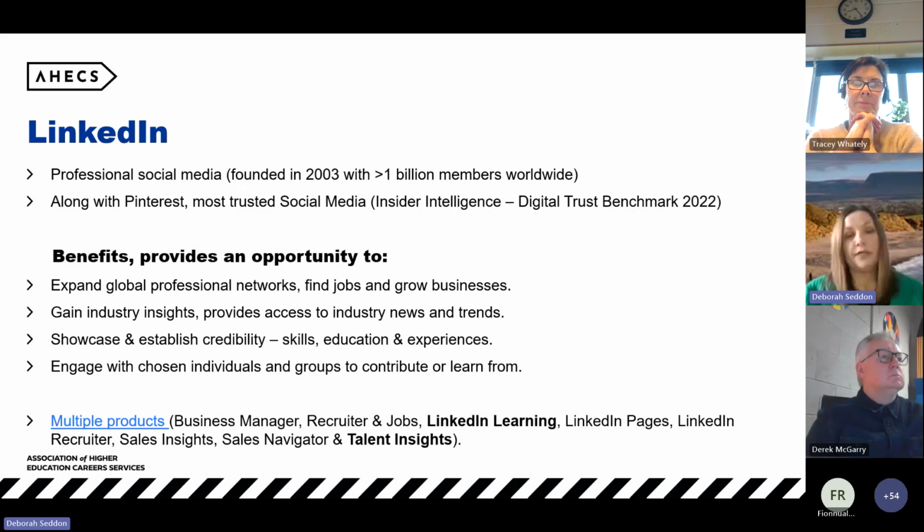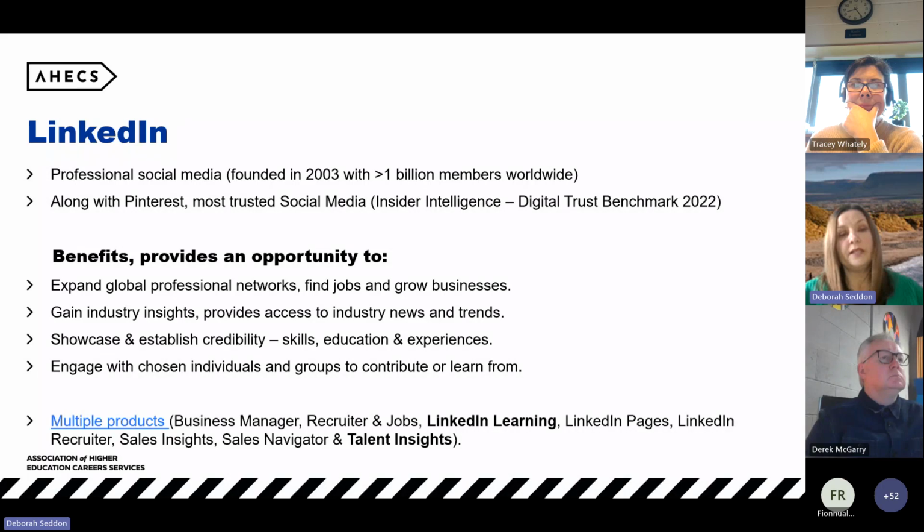In terms of gaining industry insights and providing access to news and trends, that's really important, and that obviously plays a huge role when we are preparing students for interview, in terms of doing that research on the industry and maybe the competitors of the company that they're looking at. It does, as we've already mentioned, help us to showcase and establish credibility. So to highlight those skills maybe that we've gained through LinkedIn Learning, if we've linked the two accounts, but also to highlight our education history, our experiences, etc.